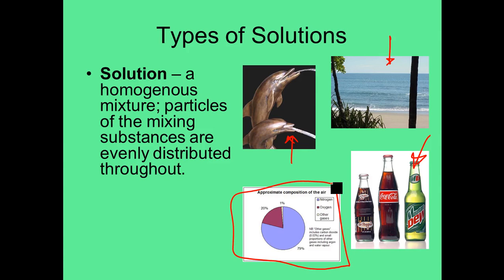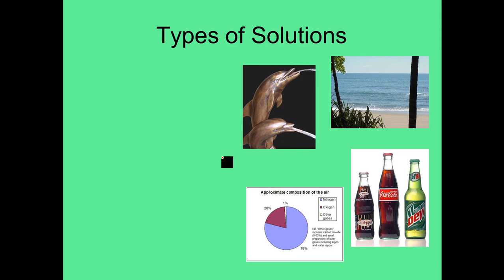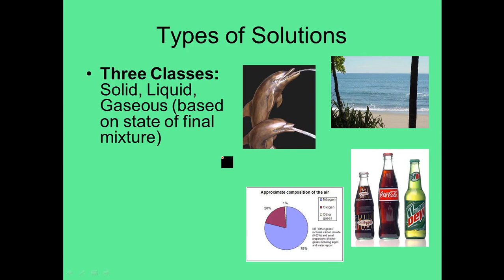So a solution is a homogeneous mixture, where particles of the mixing substances are evenly distributed throughout. So solutions are homogeneous, therefore they are evenly distributed. Homogeneous is, by definition, the particles are equally distributed throughout. Okay, next slide.